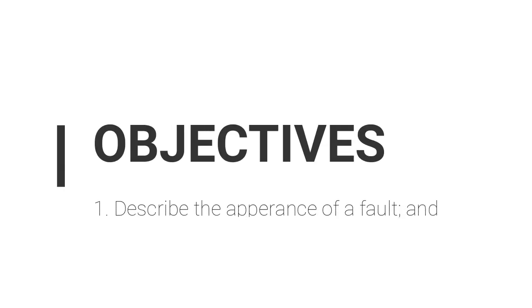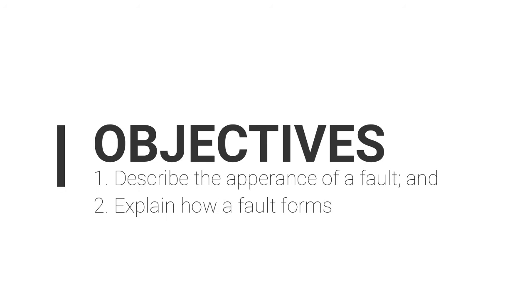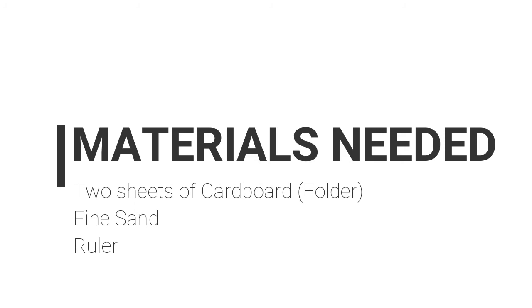Activity number 1, a fold setup. Objectives. Number 1, describe the appearance of a fold. And number 2, explain how a fold forms. Materials needed: 2 sheets of cardboard or folder, fine sand, and ruler.